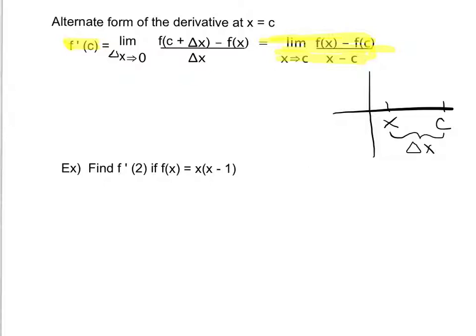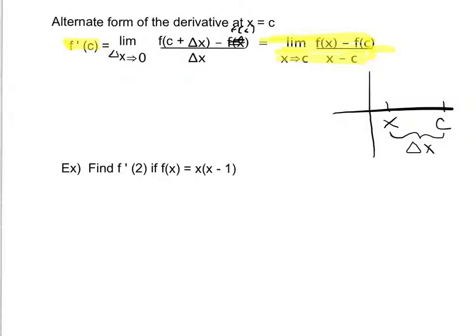We also talked about in class how you can do f of x plus change of x minus f of x all over change of x, and then plug c in at the end. So either of those work.